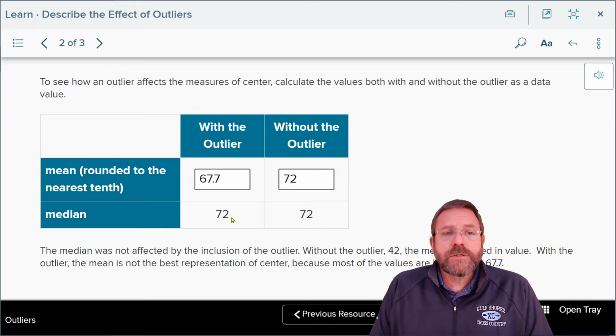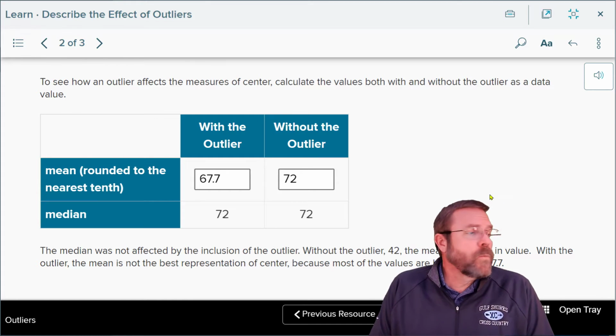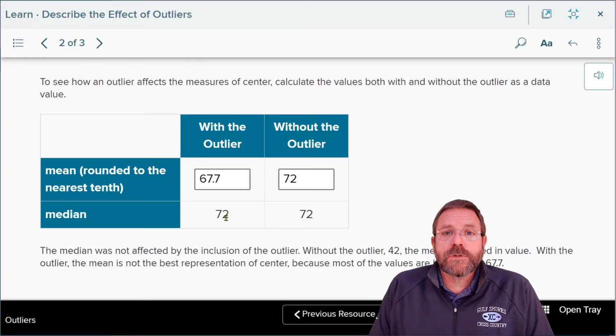But did it change the median? Not really. The median stayed pretty much the same right up there. In fact, it stayed exactly the same at 72 degrees. Once again, this is why when we have outliers, we use the median for our measure of center, and when we don't have outliers, we use the mean as our measure of center.